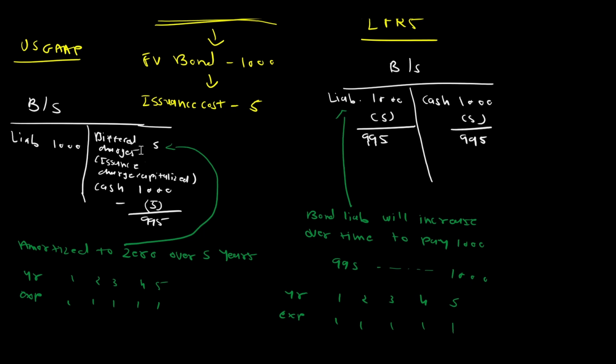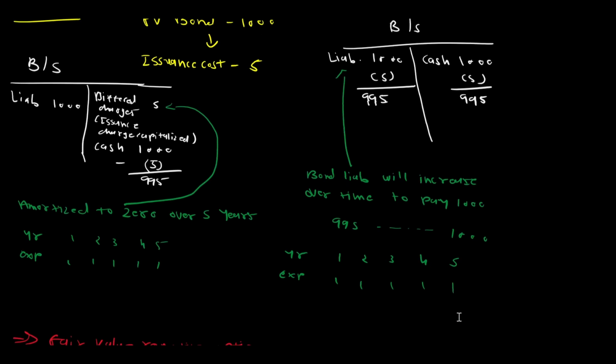Here the deferred charge will be amortized to 0 over 5 years, 1 per year. And here my liabilities will increase over time to pay 1,000. I have shown 995 of liabilities on issuance, but I need to pay 1,000 at maturity, so my liability will be increased to 1,000 over time, over 1 to 5 years.